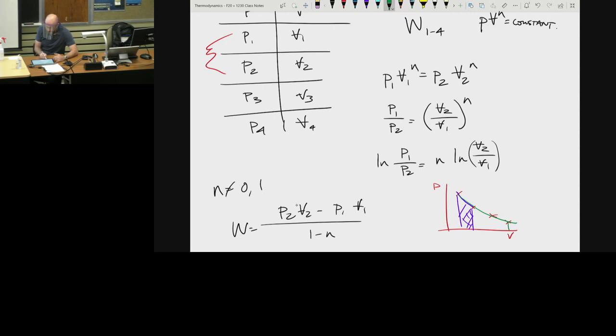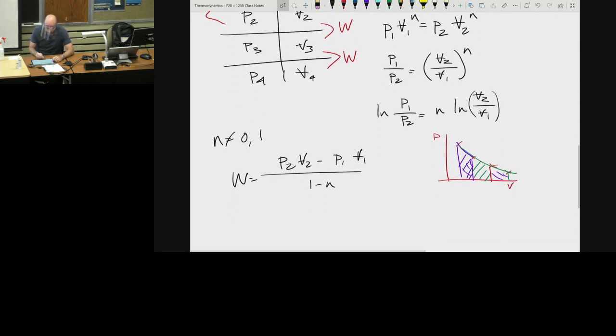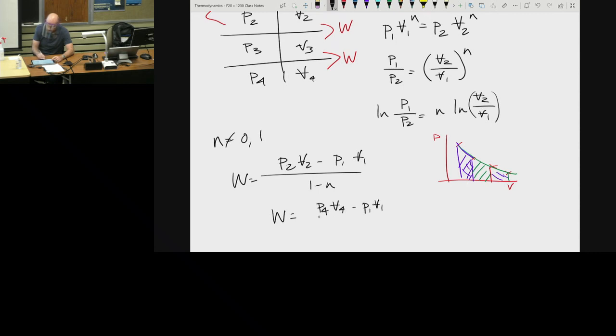Just because the equation says point 2 and point 1, what I'm trying to say there is final and initial. Now, some students went between these 2 points and found its work, between these 2 points and found its work, and between these 2 points and found its work. They found 3 different works, and then they added them up. That's okay, you can do that. It's a lot more work than you need to do. What I was hoping for students to do is that the work is equal to P4 V4 minus P1 V1, all over 1 minus n.